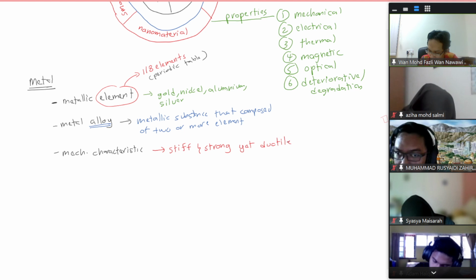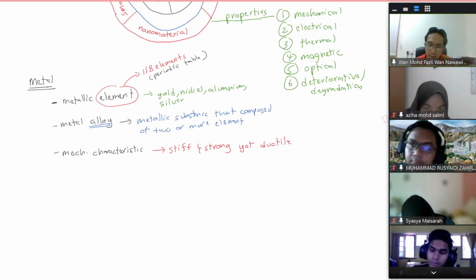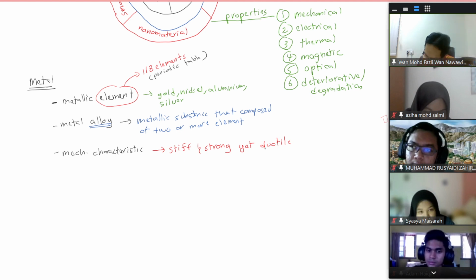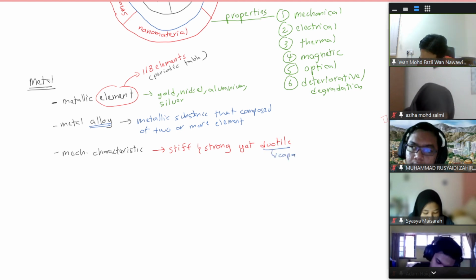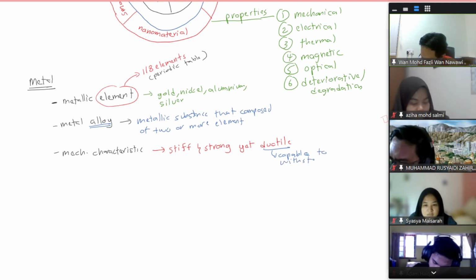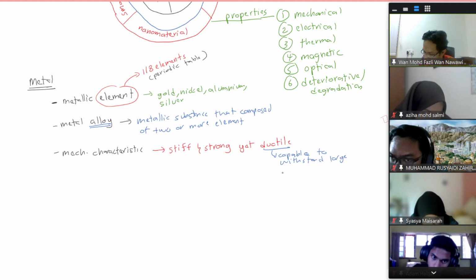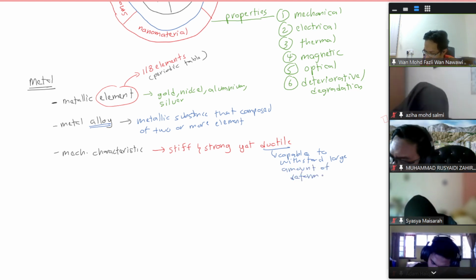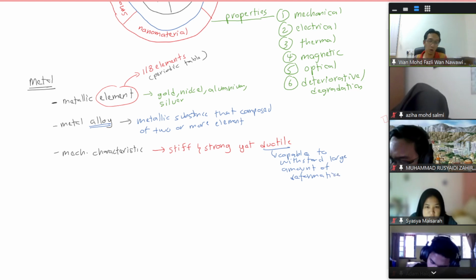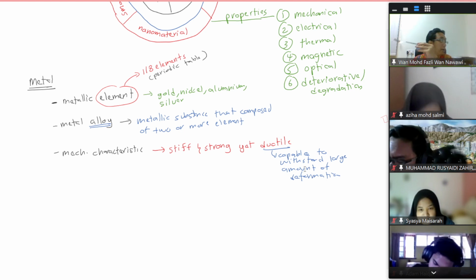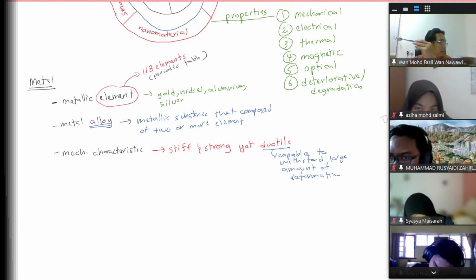What does ductile mean? Ductile means capable of withstanding a large amount of deformation. For example, metal is strong, metal is stiff, but it's ductile. For example, let's say I have here in front of me, this one, a bigger one.